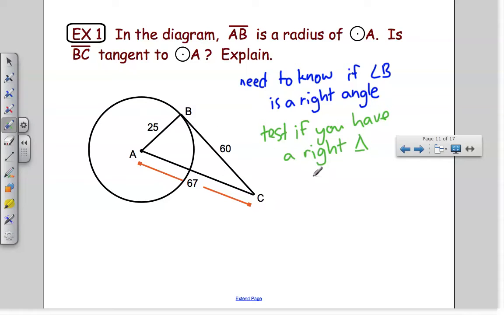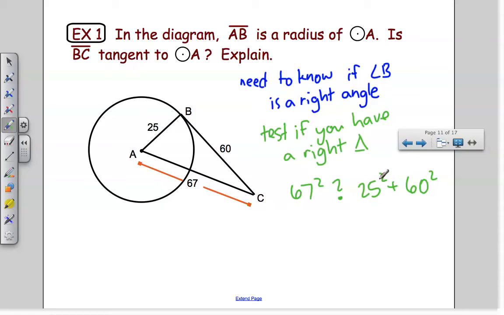So let's test it. Remember, you do the longest side squared, which here would be 67 squared. This would be our hypotenuse, maybe. Is this equal to one leg squared plus the other leg squared? Again, I don't actually know if these are legs. I'm checking it out. Now, if these are equal, it's a right triangle. Therefore, this is a right angle. Therefore, it is tangent. If this is not a right triangle, this is not a right angle. Therefore, it's not tangent. Let's see what happens.